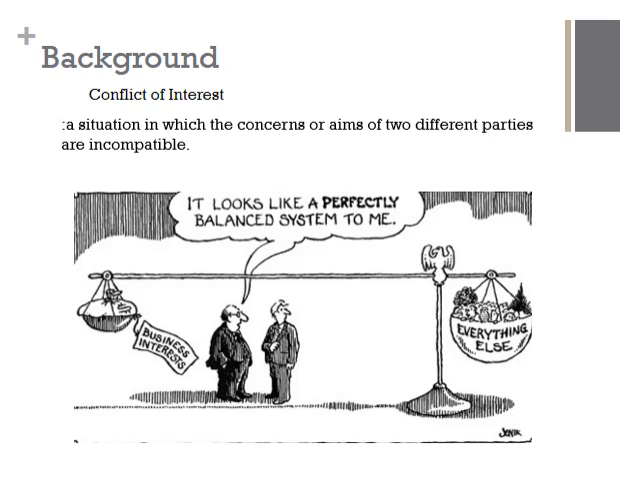Now, what exactly is conflict of interest? It's a situation in which concerns or aims of two different parties are incompatible. For the Times, these parties could be the public and the investors, advertisers and content creation, other competing news stations and the newspaper, and even social media and the news outlet.